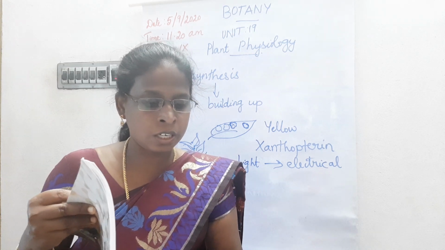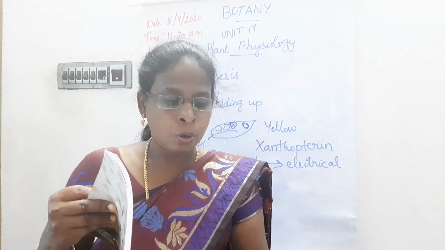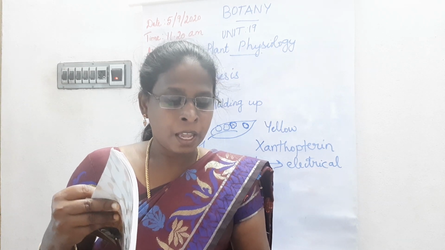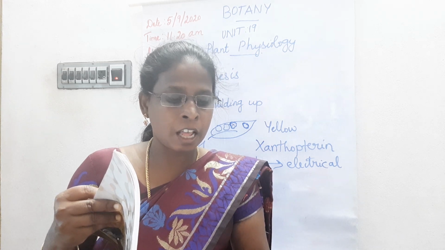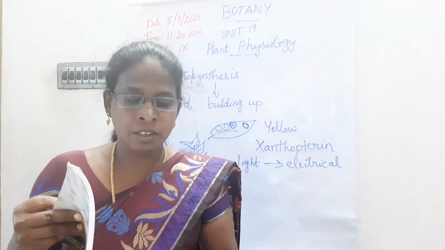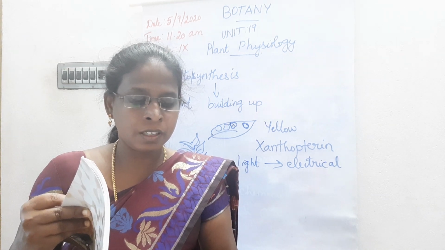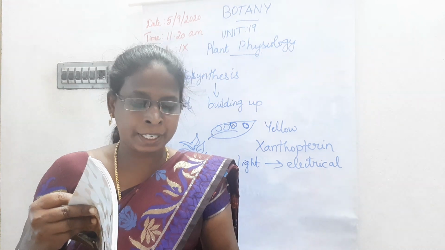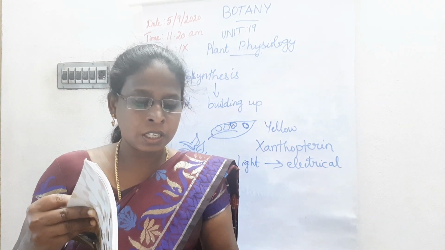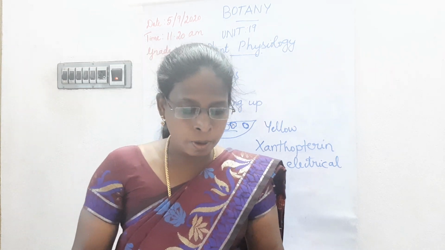The ninth question, to which directional stimuli do roots respond? B. Shoot respond. First one A. Roots respond to gravity. Then B. Shoots respond to light.